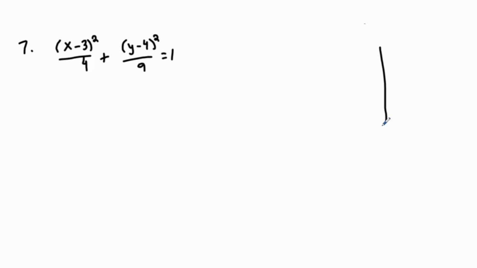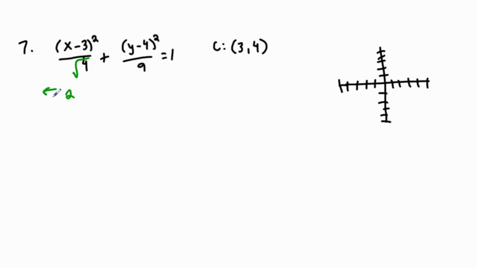So to draw this, we need our center point, which is the opposite of negative 3 and the opposite of negative 4, which is 3, 4. And we need to know how much we're going left and right and up and down. So left and right is under x, so that's 2. Up and down is under y, and so that's up and down square root of 9, which is 3. So we're going to go to 3, 4. We're going to go left and right 2, and up and down 3.